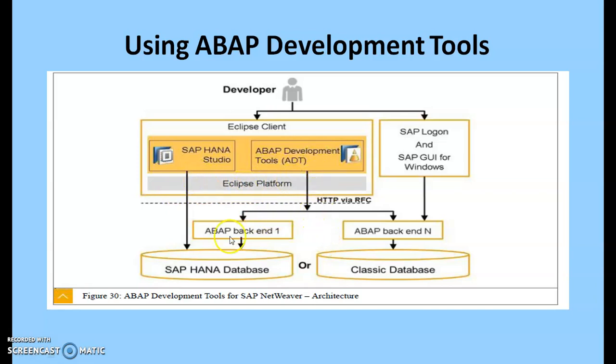Now it goes and hits the ABAP backend, and here also we have the ABAP backend. The ABAP backend can either reach the SAP HANA database or any classical database. So this is designed in such a way that it will work for the previous versions as well as the latest version.